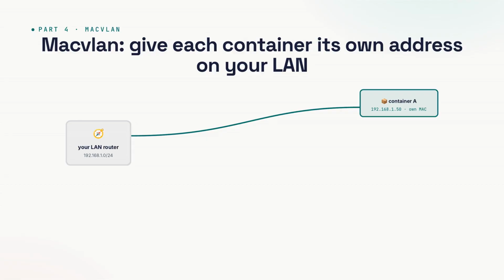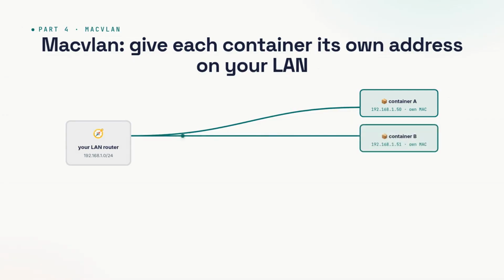Container A shows up as 192.168.1.50 with a unique hardware address, just like a real device plugged into the switch. Container B does the same, .51, its own MAC. It isn't sharing the host's identity or hiding behind a bridge. It's a first-class citizen on the network in its own right. Add a third at .52, and here's the key. To your router and everything else on the network, these aren't containers at all, they're separate physical machines, each with its own street address. So your network sees them as genuine devices.